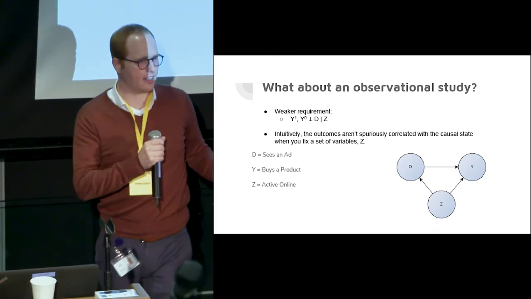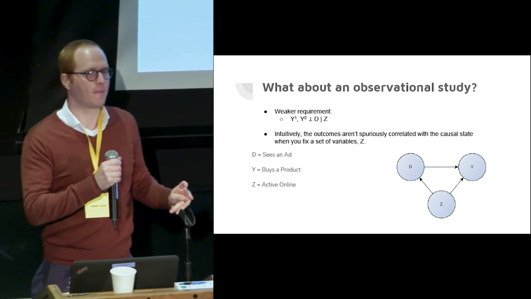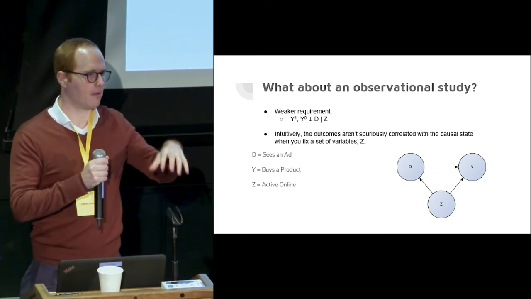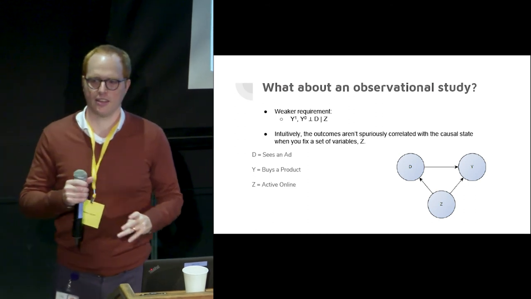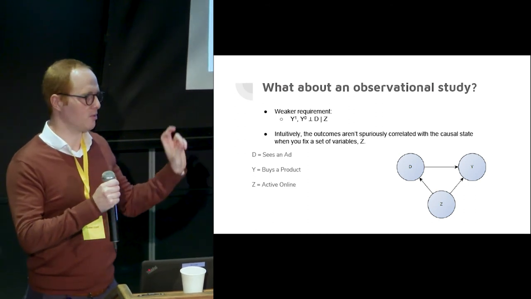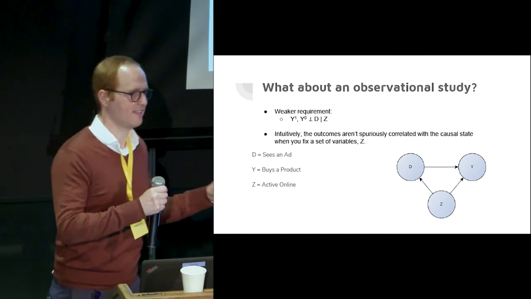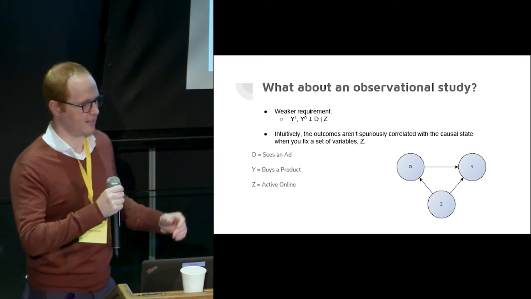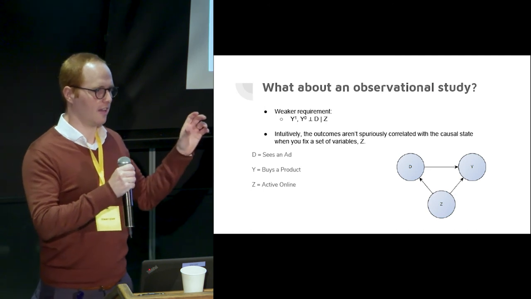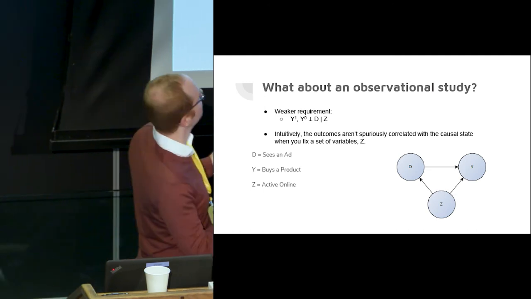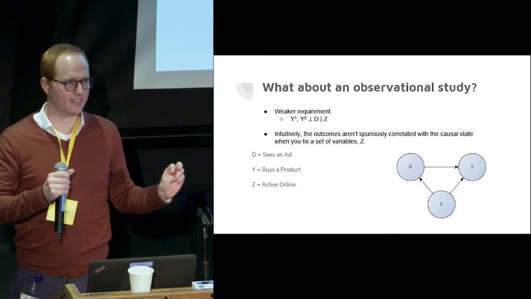Are there any questions here at this point? This is kind of the core problem in causal inference. This problem of not being able to observe Y1 and Y0 simultaneously is called the fundamental problem of causal inference, and this is the solution to it. It's this assumption of unconfoundedness. Cool. Any questions? Okay, great.